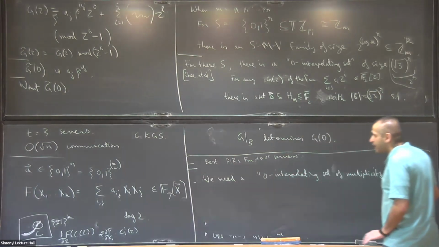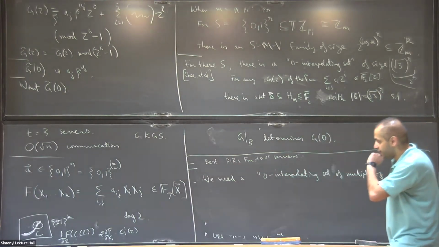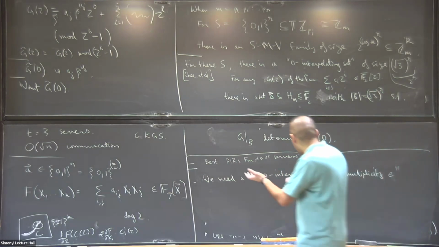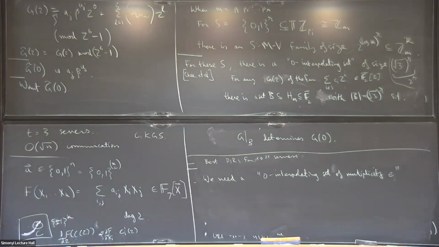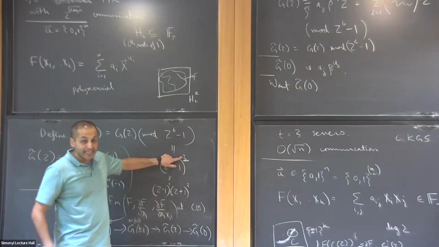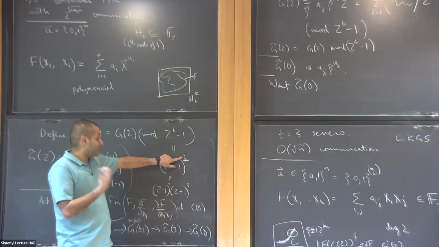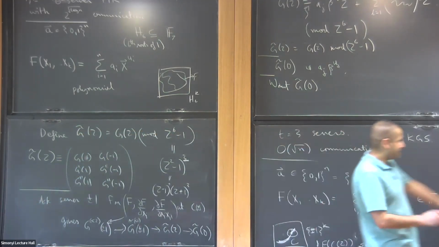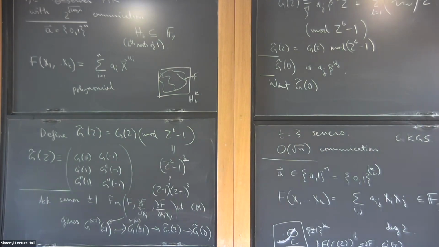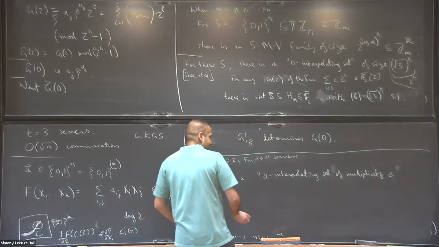Yeah, it will be unrelated to R, but ultimately we're going to run these constructions using some analog of this trick, and the multiplicity that we get is going to be the characteristic. So yes, it's unrelated to R. So we need a zero interpolating set of multiplicity E.